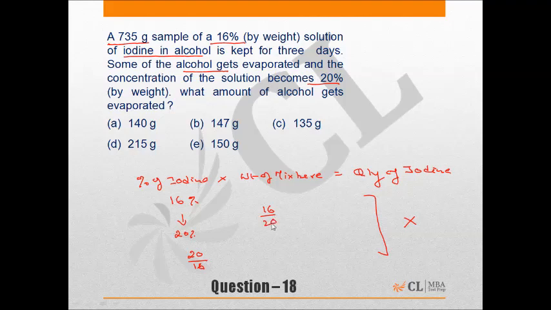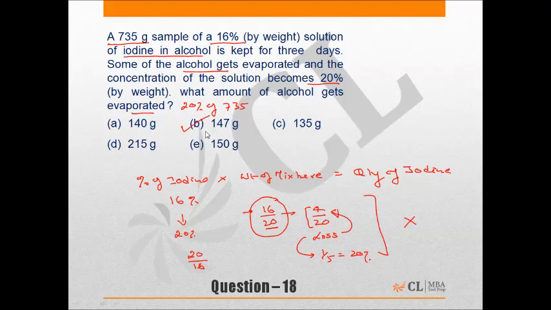Or the loss of alcohol should be, if originally it was 20 grams, now it is 16 grams, or it has lost 4 grams for every 20 grams. So the loss is 4 by 20. This is the loss of the mixture on account of evaporation of alcohol. So I can say 1/5 of the total has been lost. 4 by 20 is nothing but 1/5 or 20%. So what amount of alcohol gets evaporated? 20% of 735 grams, which is 147 grams. Correct answer is choice B.